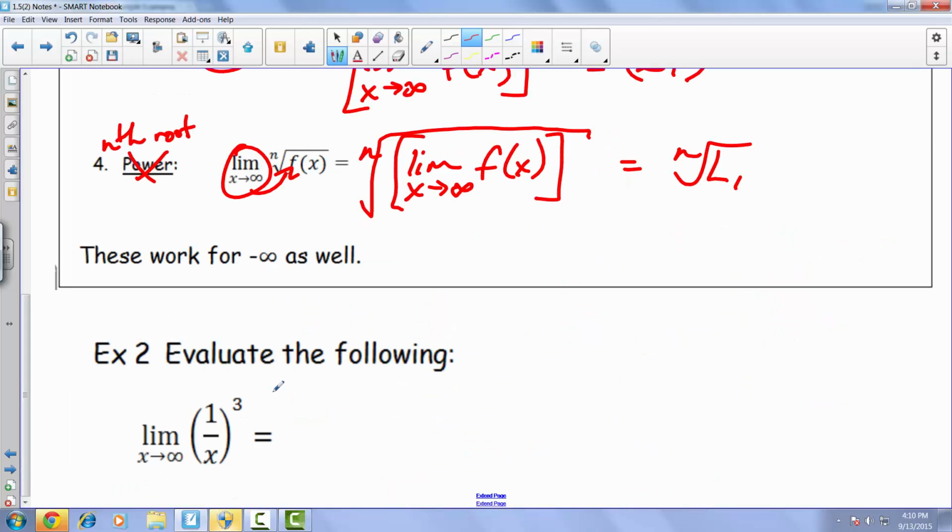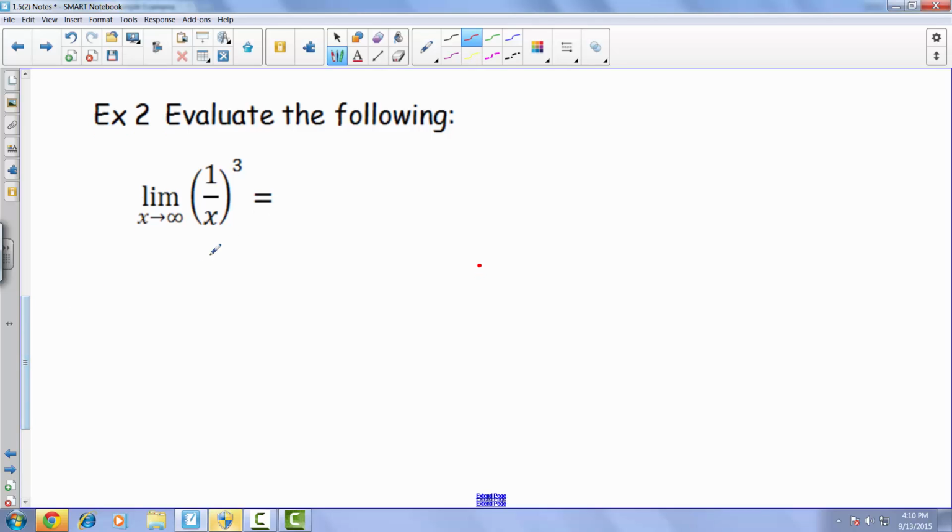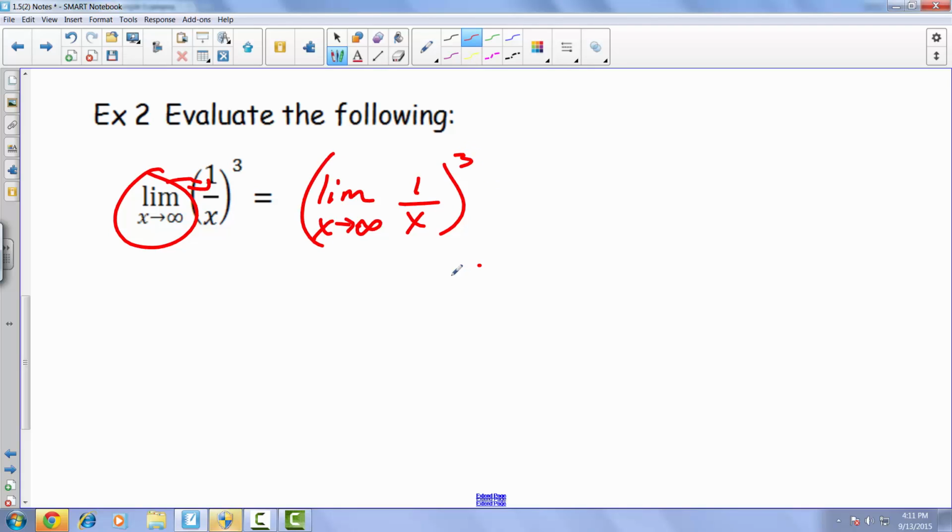Now let's go ahead and use these for example 2. Well, then we end up with the limit as x goes towards infinity of 1 over x raised to the third power. The first property says that we can pretty much use that power property and put our limit on the inside. And so then we end up with the limit as x goes towards infinity of 1 over x, raised then to the third power.